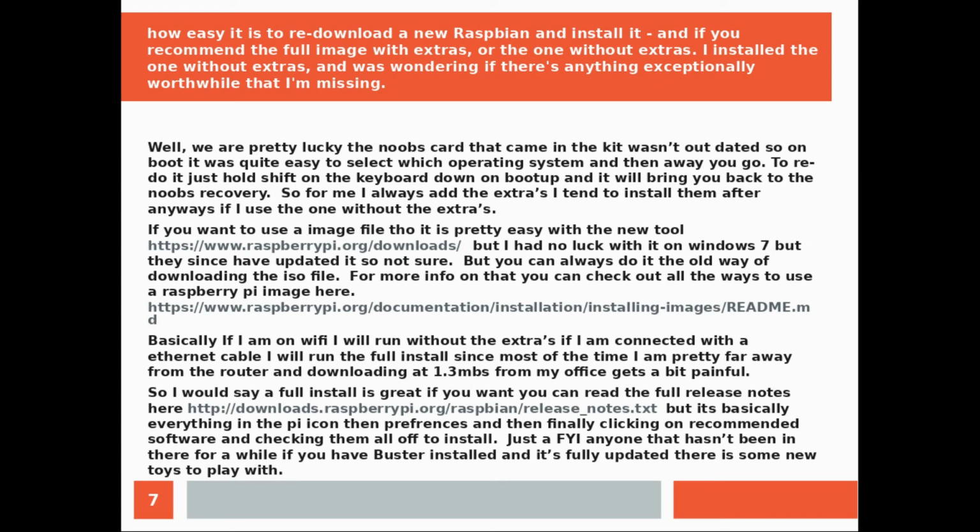I tend to install them afterwards anyway if I use the one without the extras. If you want to use an image file, though, it's pretty easy to use the new tool. But I had no luck with it on Windows 7. They have since updated it, so I'm not sure. But you can always do it the old way of downloading the ISO file. For more information on that, you can check out all the ways to use a Raspberry Pi image here.